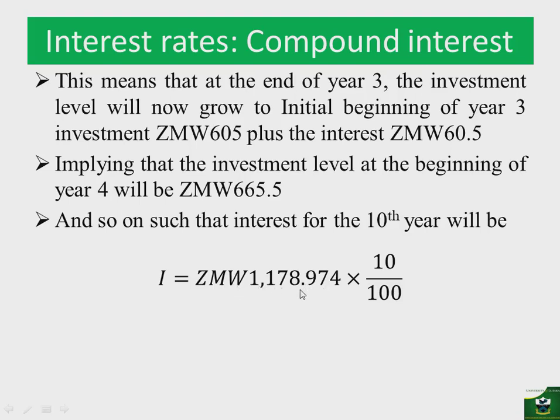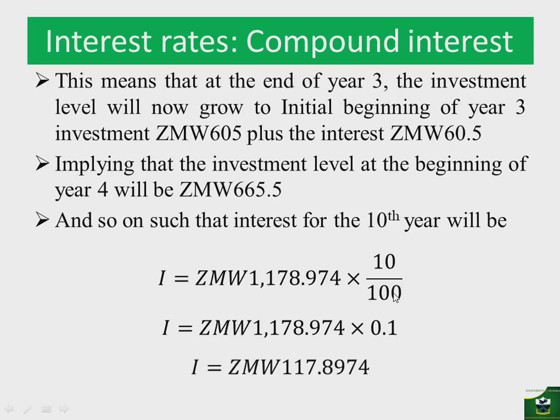So this part is the amount you have in year 9. So we will invest the year 9 money multiplied by the 10% so that we get the 10% of the year 9 investment. If we simplify that, we will have the year 9 investment multiplied by 0.1, which will simply give us 117.8974, or simply put, 117 kwacha 19 ngwe.